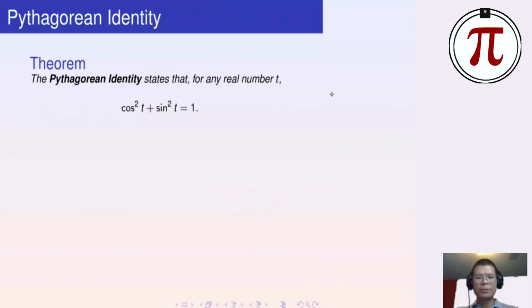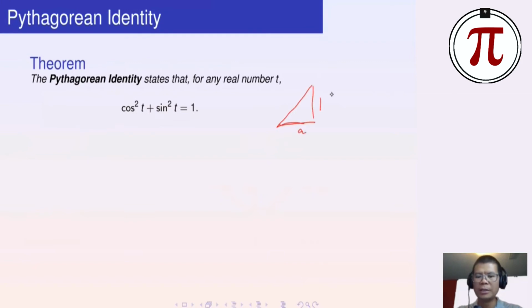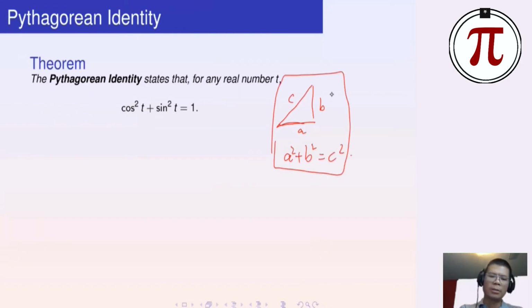Now we are going to introduce the so-called Pythagorean identity using cosine and sine. Usually the Pythagorean theorem is for any right triangle with sides A, B, and C, where A squared plus B squared equals C squared. For the Pythagorean identity, we are talking about it in a unit circle.